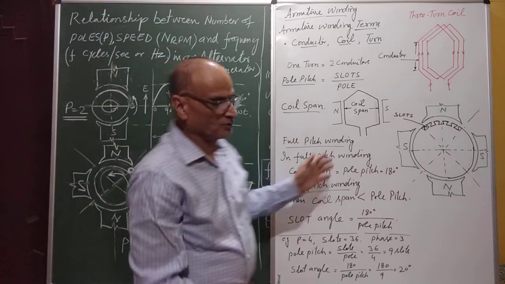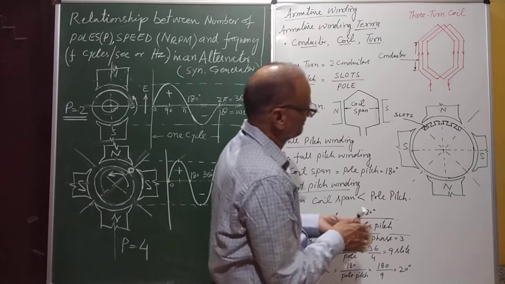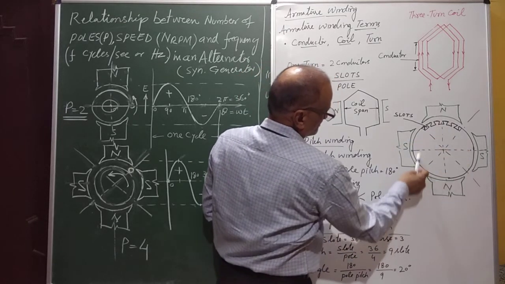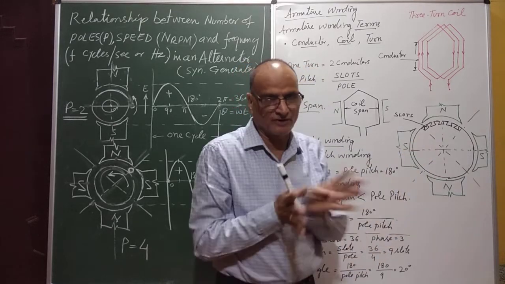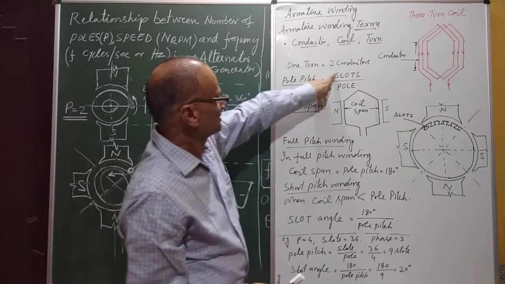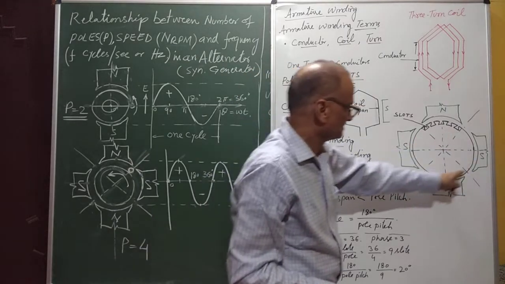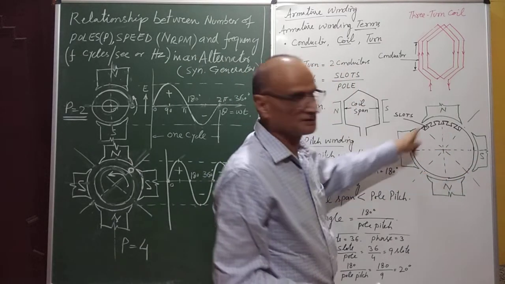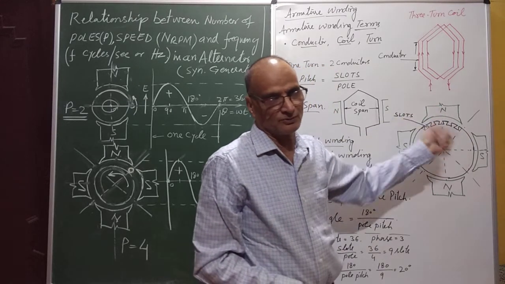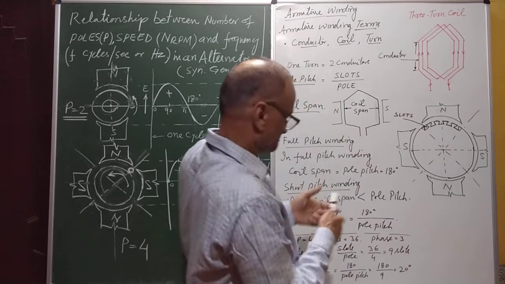Now we take pole pitch in terms of slots. So refer to this figure. These are slots, and slots under one pole is called pole pitch. So pole pitch is number of slots divided by poles. Suppose now in this case number of slots are 36 and number of poles are 4. So slots per pole is 9. So this is called pole pitch.